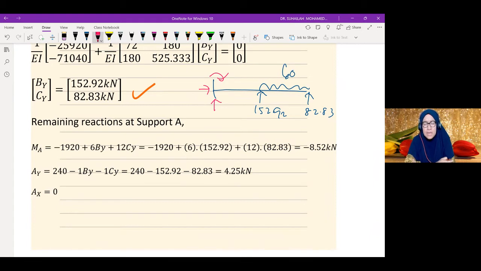And we have another choice to calculate the remaining reactions by using the principle of superposition. This is MA in the primary system, 6 is MA in redundant number 1, and 12 is the moment at A in redundant number 2. For the redundants, we have to multiply back with the redundant: redundant number 1 times BY, redundant number 2 times CY. So this is how we apply the principle of superposition to calculate the remaining reactions. So we get this value and this value, and AX, because it is a beam, is equivalent to 0.